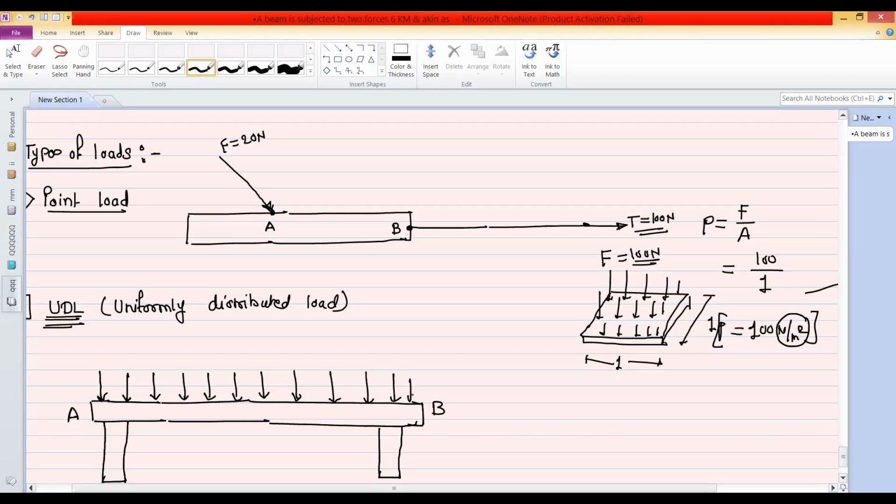So this UDL is nothing but the force distribution on the beam AB. And for this UDL, the intensity is represented by W. Okay. So this W is similar to the pressure. So the only difference is pressure is used for the force distribution on the area, and the UDL is the force distribution on the single line. So W is given as, suppose the value is 100 Newton per meter. So this is the intensity of the UDL. So 100 Newton per meter is distributed over this beam AB.